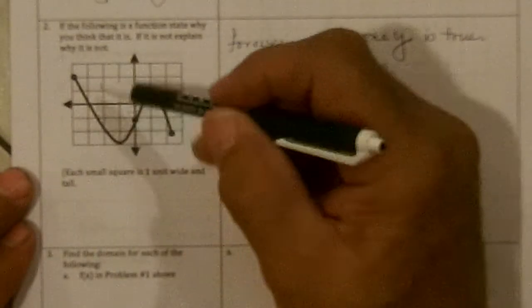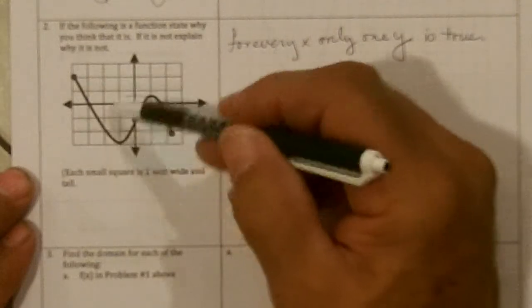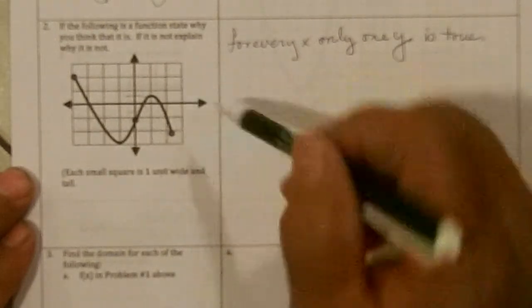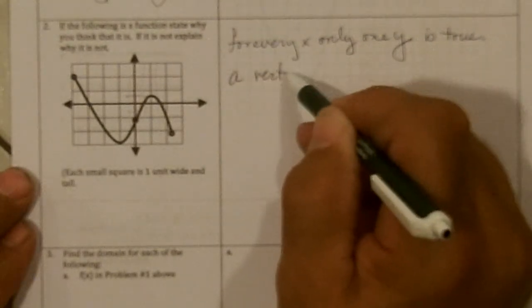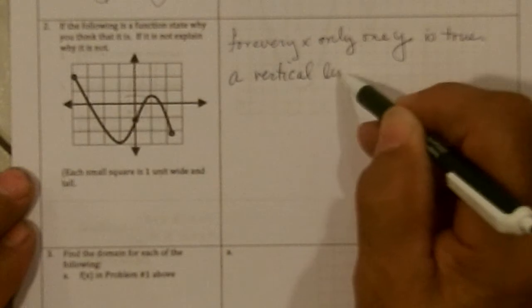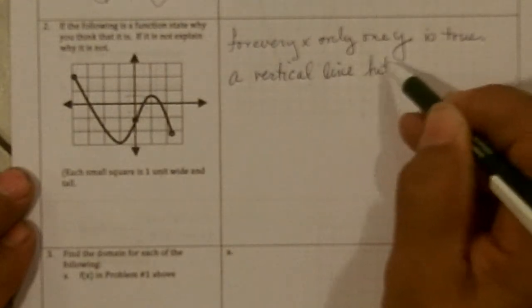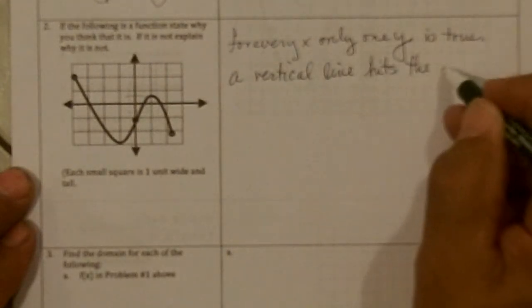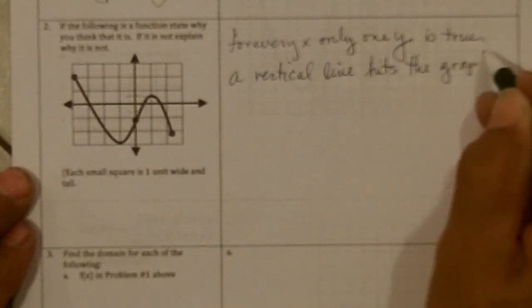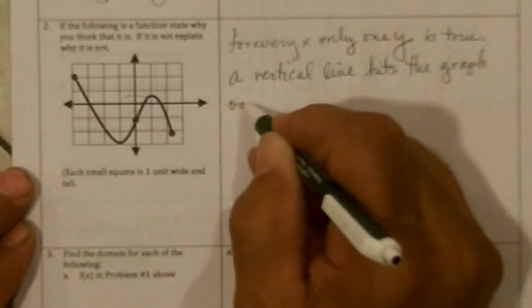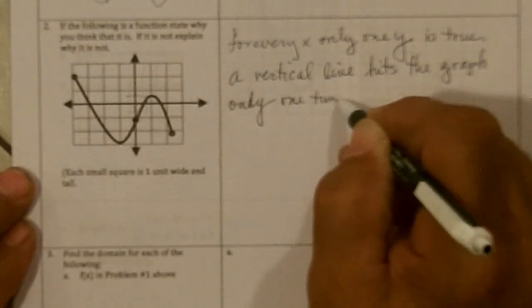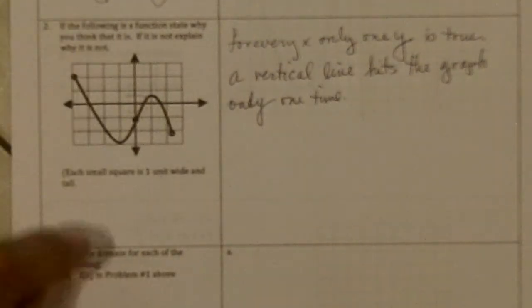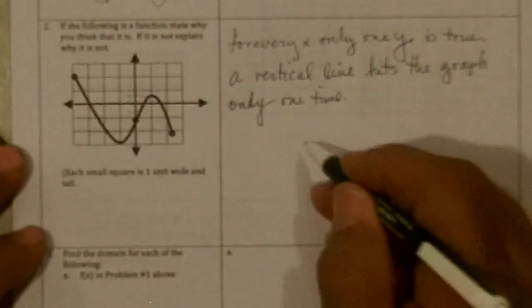So it's a function. Now the test for that is a vertical line test. A vertical line drawn anywhere on this graph hits the curve only once. Any one vertical line will only hit the graph once, and so it is a function.